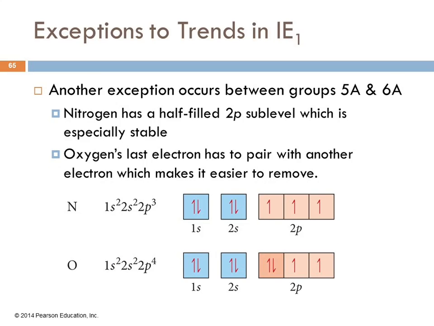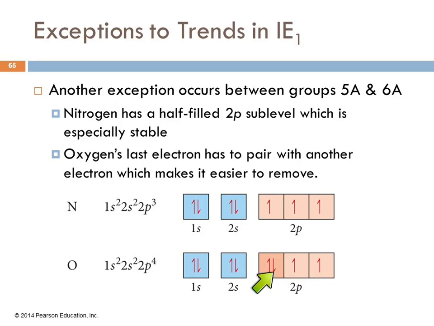Another one happens between 6A and 5A. Here, if we look at nitrogen, its orbital diagram, nitrogen has a half-full 2p subshell. And there's something special about half-full and completely full. There's an energy bonus in those situations. So for nitrogen, to lose one of these electrons is going to mess up this symmetry of being half full.